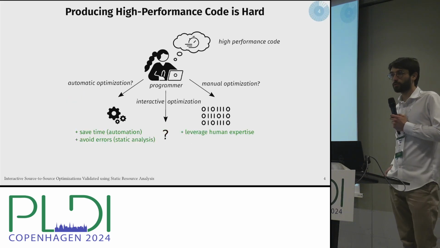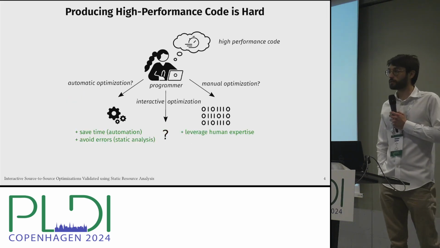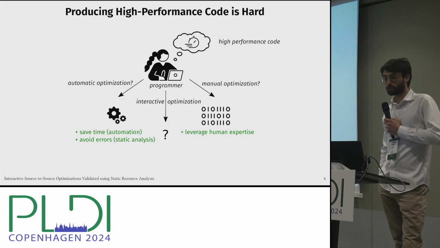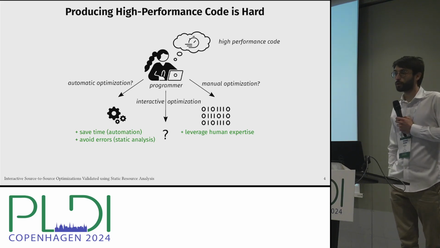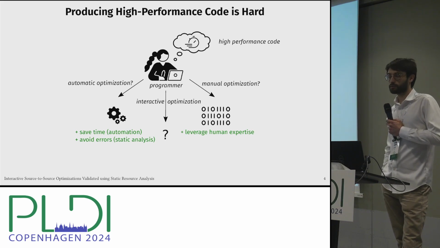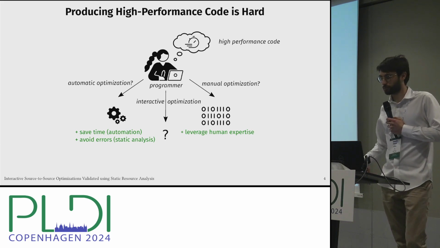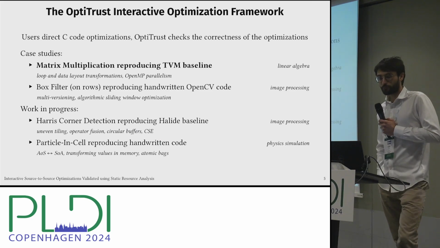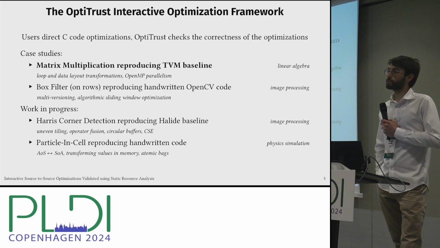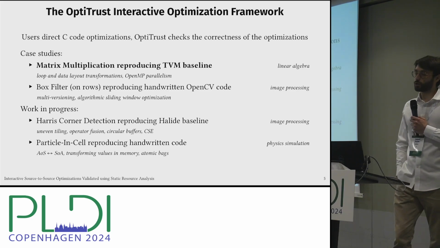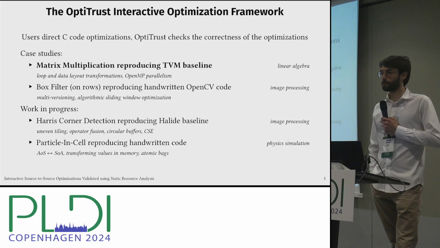We don't want programmers to have to choose between automatic optimization and manual optimization. This is why we care about interactive optimization, but there aren't that many interactive optimization tools out there. We want to save time with automation, avoid errors with static analysis, but at the same time, we still want to leverage human expertise and to avoid the fallback to manual optimization. So that's why we built the OptiTrust interactive optimization framework, where the overall idea is that users direct optimizations over C code, and the OptiTrust framework will check the correctness of the applied optimizations.